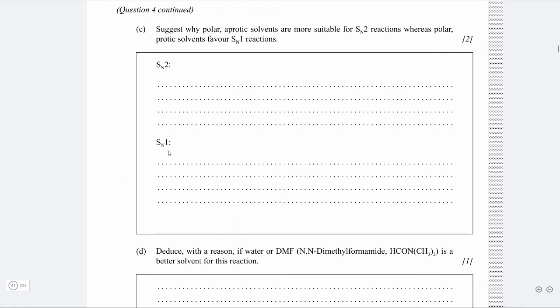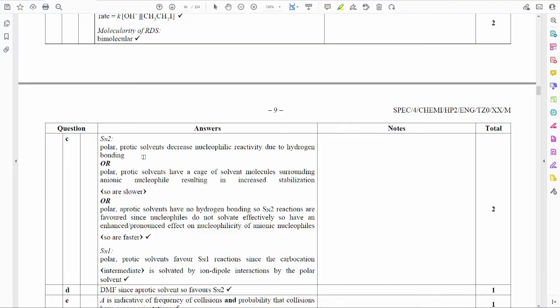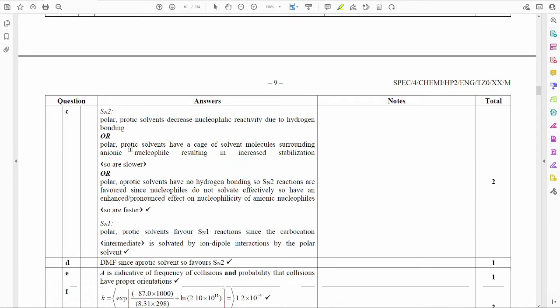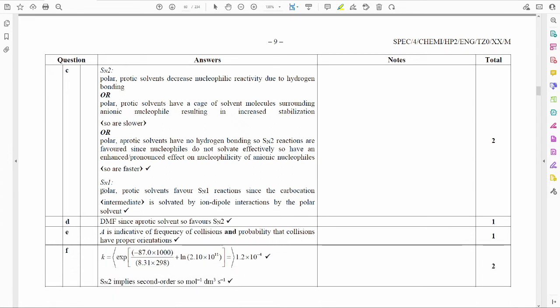But it's the opposite for SN1, because for SN1 you would end up with a carbon cation, which you want to stabilize. And it may be stabilized by hydrogen bonding, for example. Yeah, decrease nucleophilicity due to hydrogen bonding, and stabilize, okay, solvate the intermediate carbon cation.